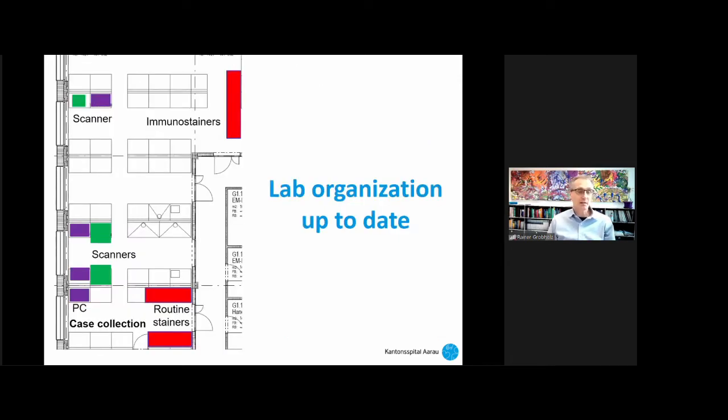So how is it organized in our lab right now? This is the sketch of our actual lab. We have the case collection over here with the routine stainers, and we have the scanners right here, and they need a lot of space. Plus they have an extra PC next to them. We have the immunostainers over here, and the smaller scanner over here, closely related to the immunostainers, so we don't lose any time and don't have a long distance to bring the slides to the scanners.